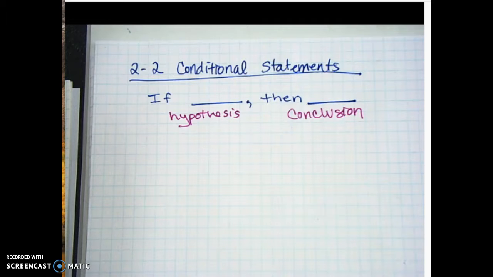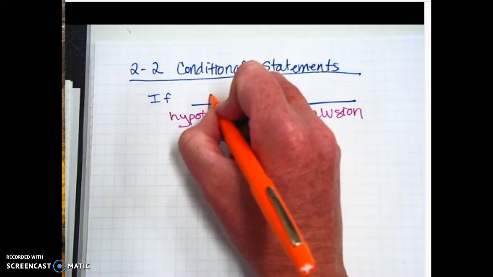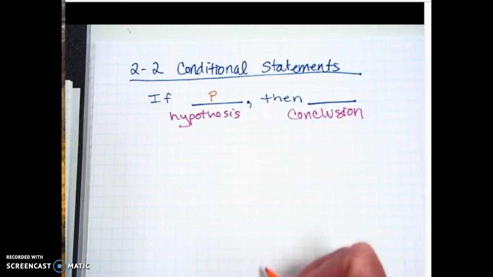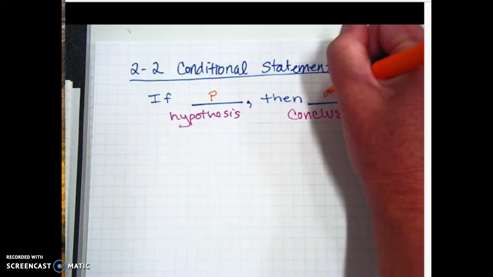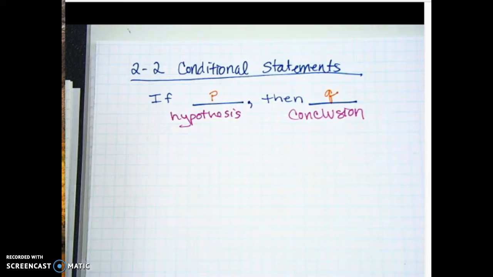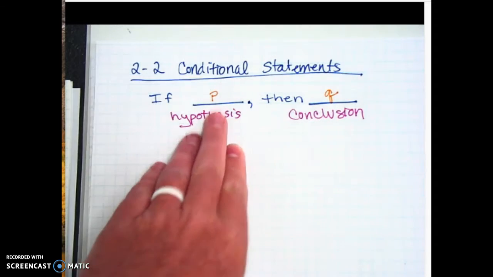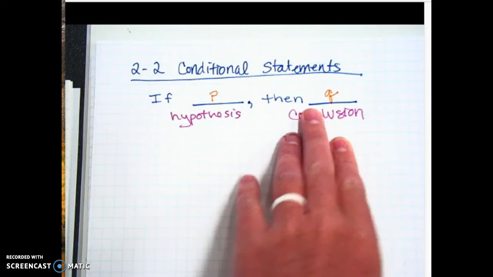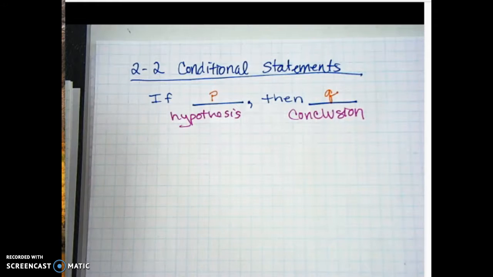The letters that you're about to see are basically representing a statement. So the first one they call P. So if P, then Q. And the P and the Q just basically represent any statement that you can stick into what we call the conditional statement, the if and the then.